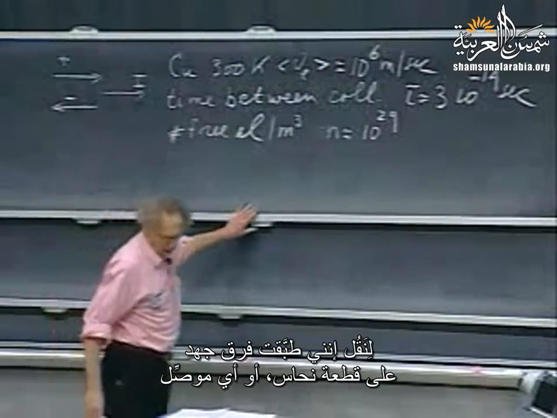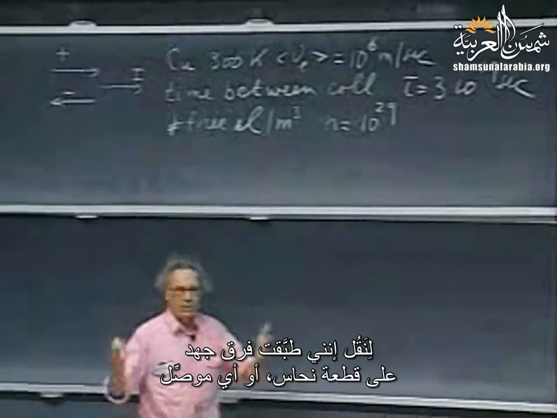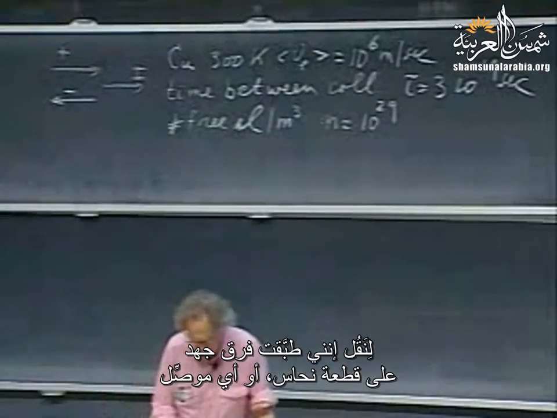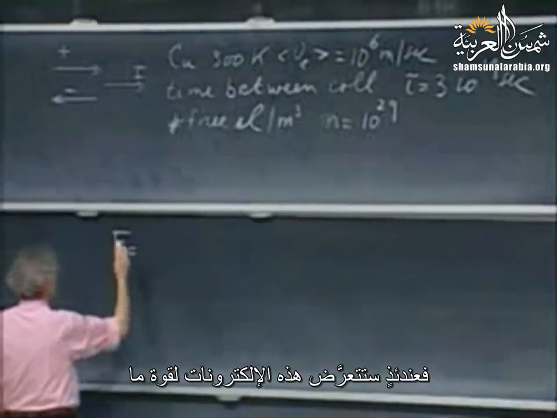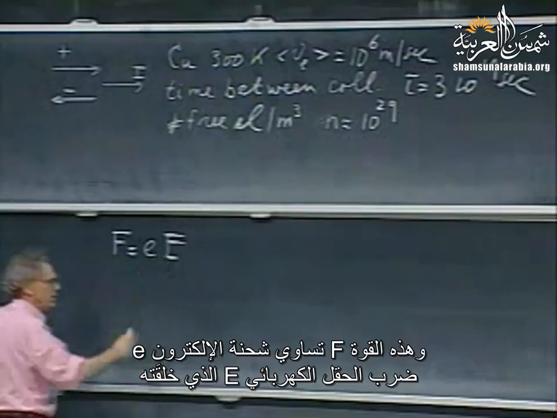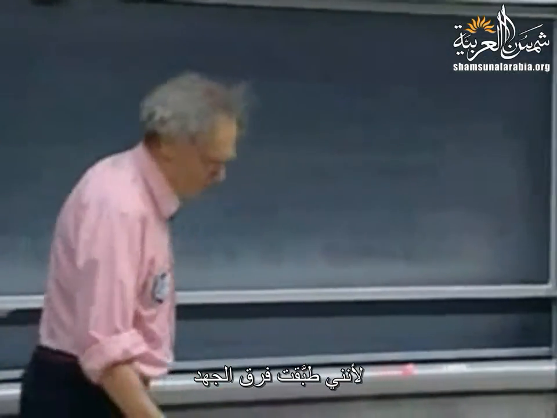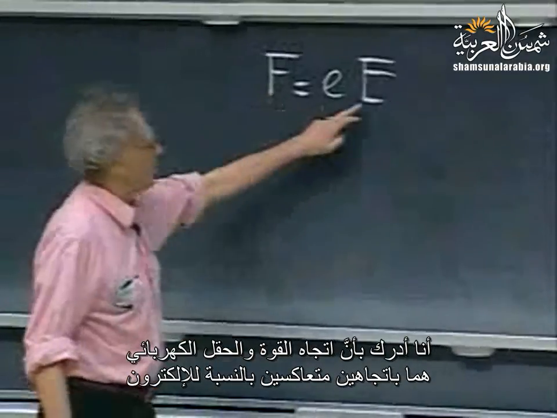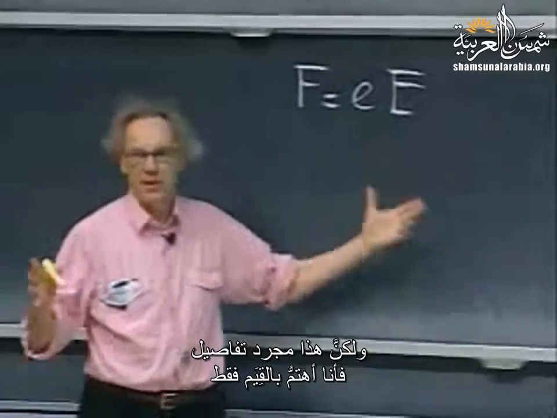So now imagine that I apply a potential difference over a piece of copper, or any conductor for that matter, then the electrons will experience a force, which is the charge of the electron, my little e, times the electric field that I'm creating because I apply a potential difference. I realize that the force and the electric field are in opposite directions for electrons, but that's a detail. I'm interested in the magnitudes only.